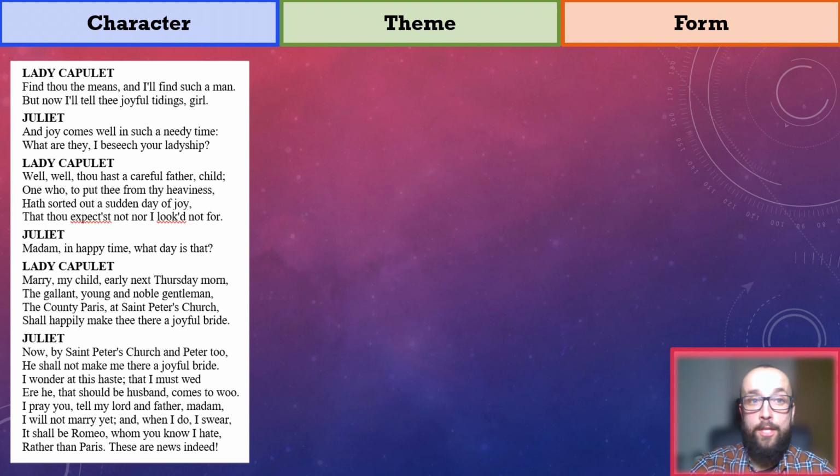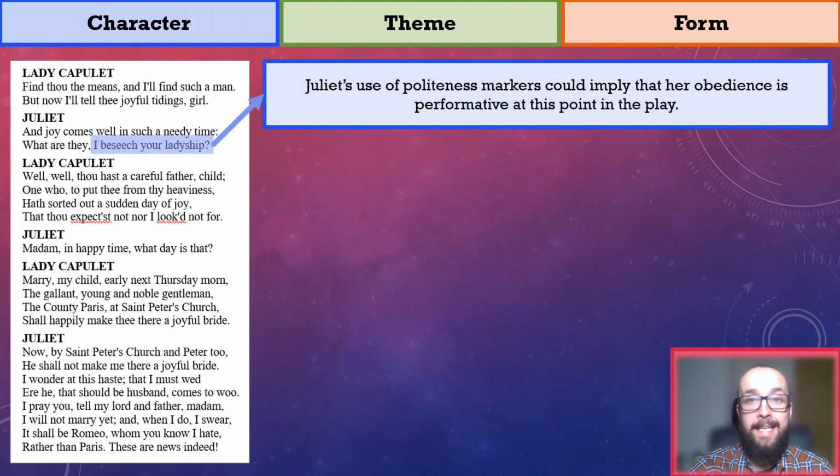The conversation about Romeo continues, and Juliet eventually reveals her true feelings. Before that though, Juliet's use of politeness markers, as seen in beseech and ladyship, could imply that her obedience is performative at this point in the play, given that we know that Juliet has already chosen Romeo over her own family.